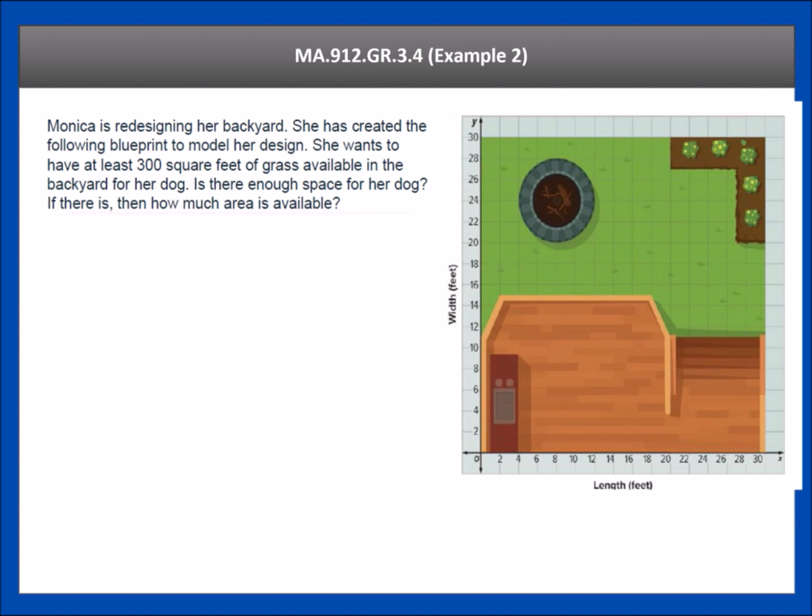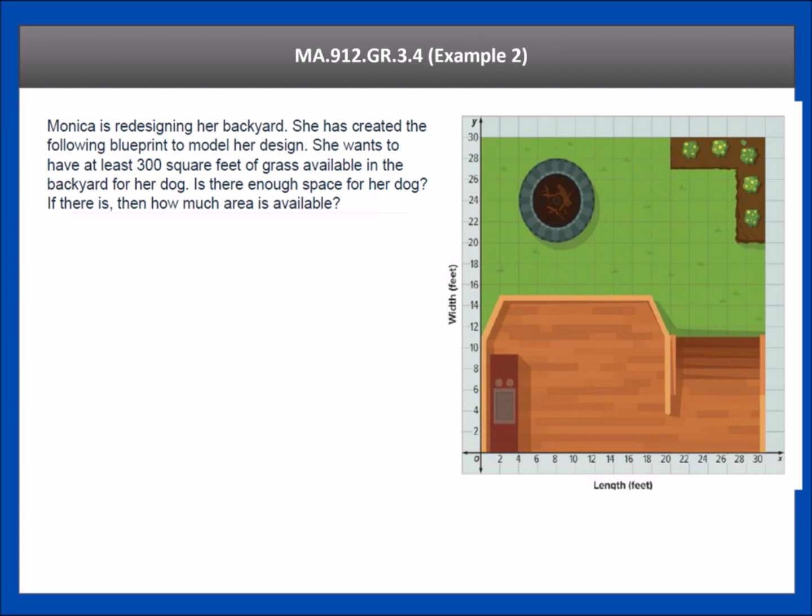So Monica is redesigning her backyard. She has created the following blueprint to model her design. She wants to have at least 300 square feet of grass available in the backyard for her dog. Is there enough space for her dog? If there is, then how much area is available? Okay, so we're going to say yes or no if there's enough space, and then we're going to calculate the space that there would be for the dog.